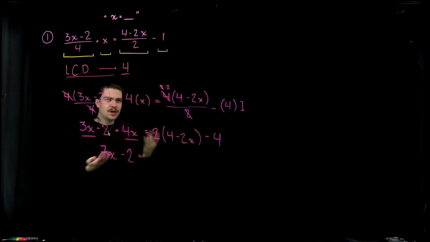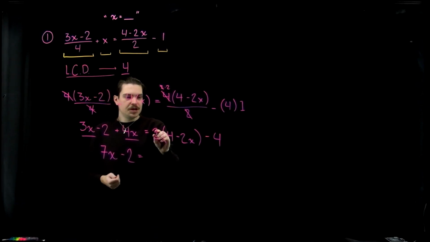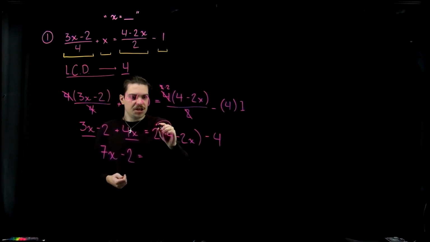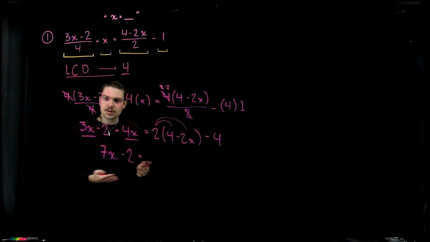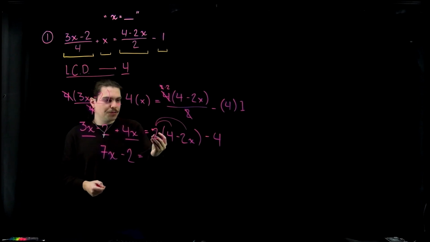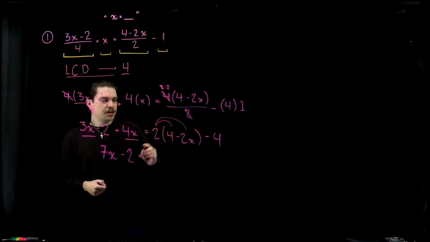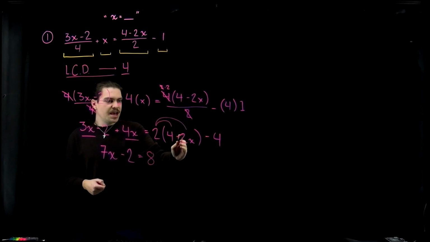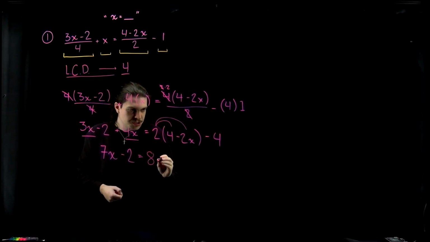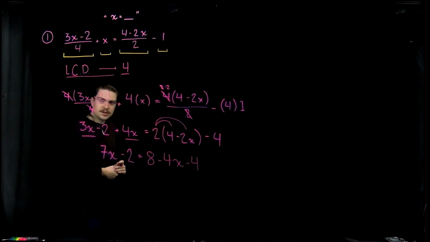Just to remind myself, hey, this 4, which I suppose is now a 2, has to go to each of these individual terms inside of here, right? So let's go ahead and do what I've drawn out here, right? That is 2 times 4, which gives us an 8, and a 2 times negative 2x, which gives us a negative 4x. And of course, we can't forget about our minus 4, right?